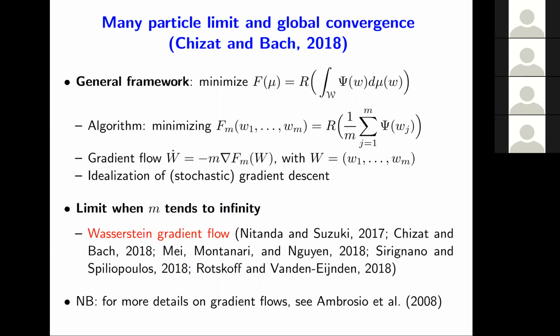And a series of works have shown that if you let the number of neurons go to infinity, then you end up trying to locally minimize the function around small balls in Wasserstein metric. If you know what the Wasserstein metric is, this may say something. If not, I think it's not a big deal.